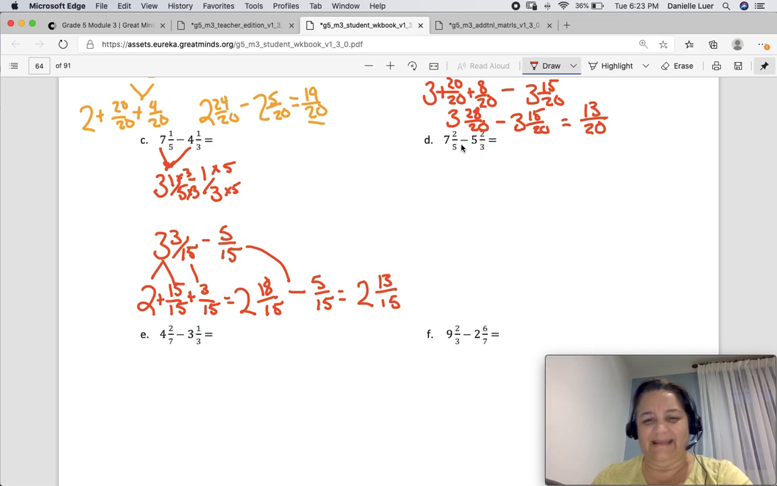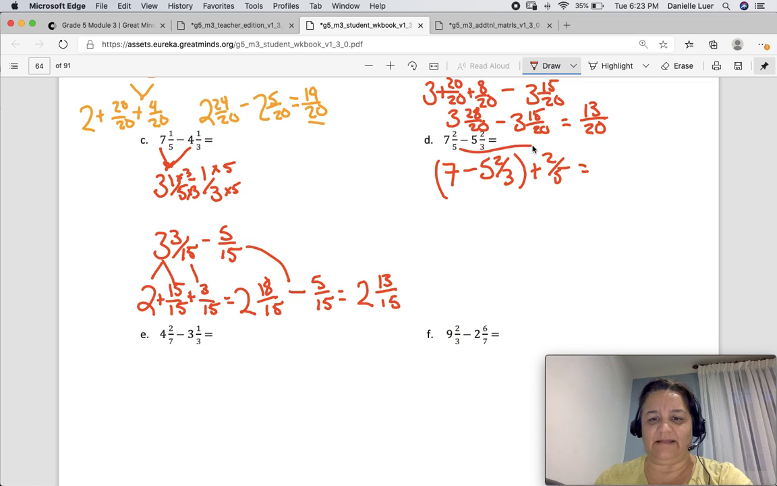that again. This time, I want to subtract 7 minus 5 and 2/3, and then I'm going to add the 2/5 back on. It's going to be the same problem. Okay? So I'm just going to take this 2/5 and I'm going to cut it out of the problem and I'm going to add it back on later. That's what I did right there.